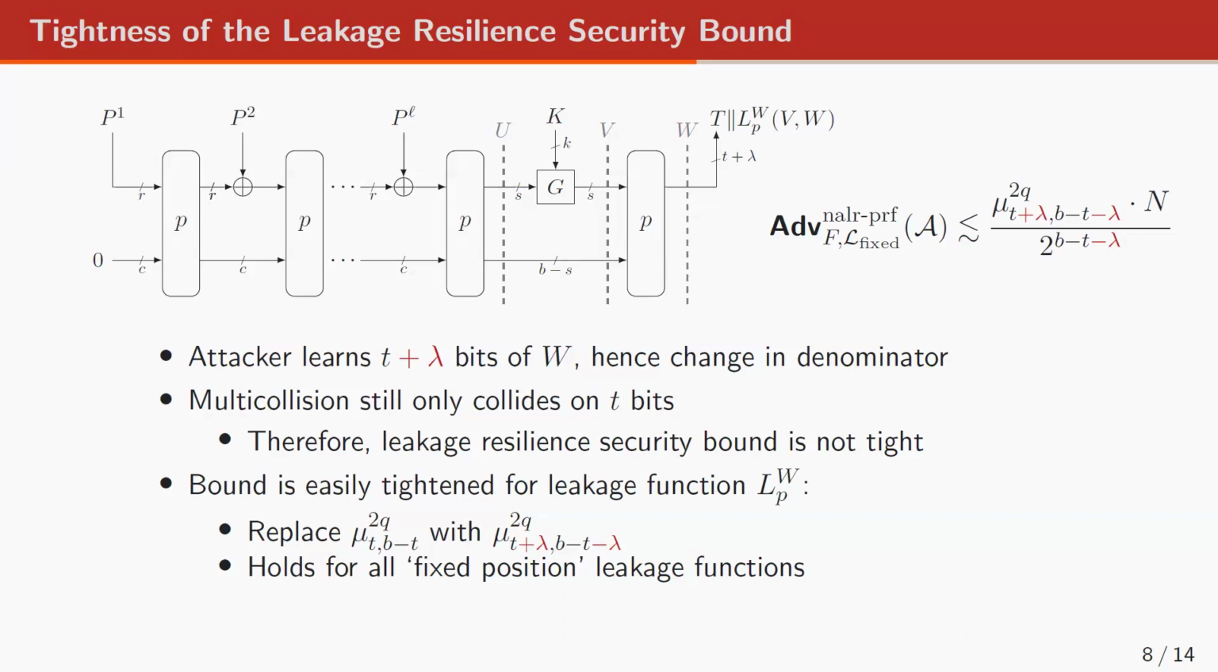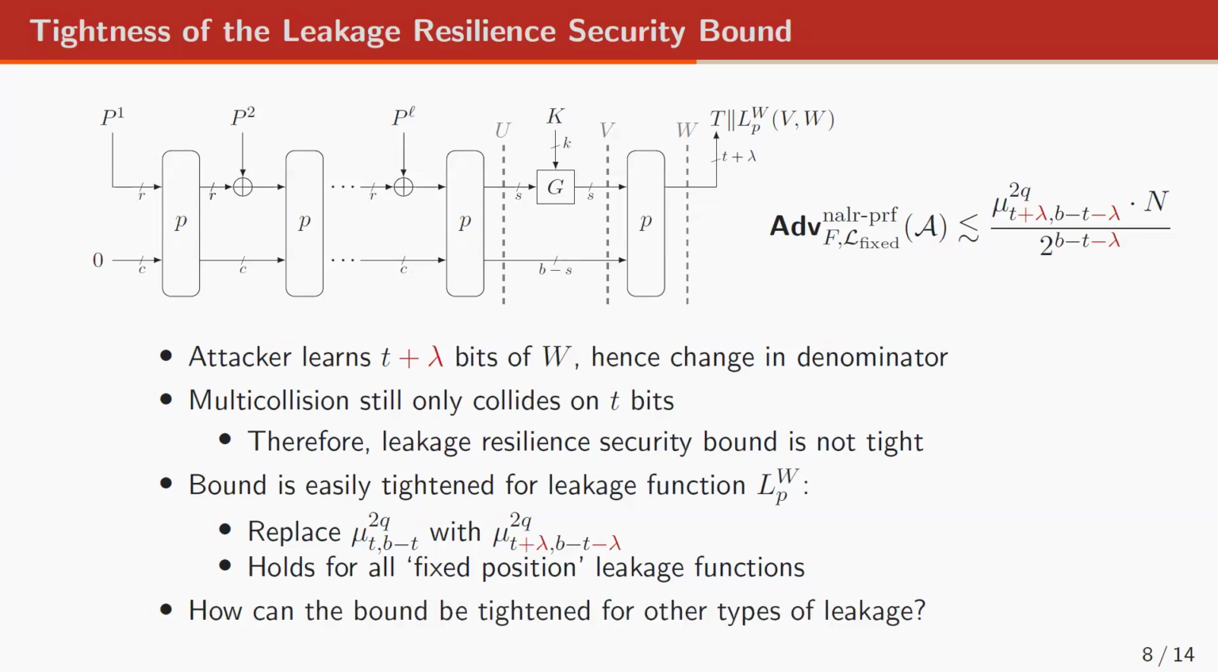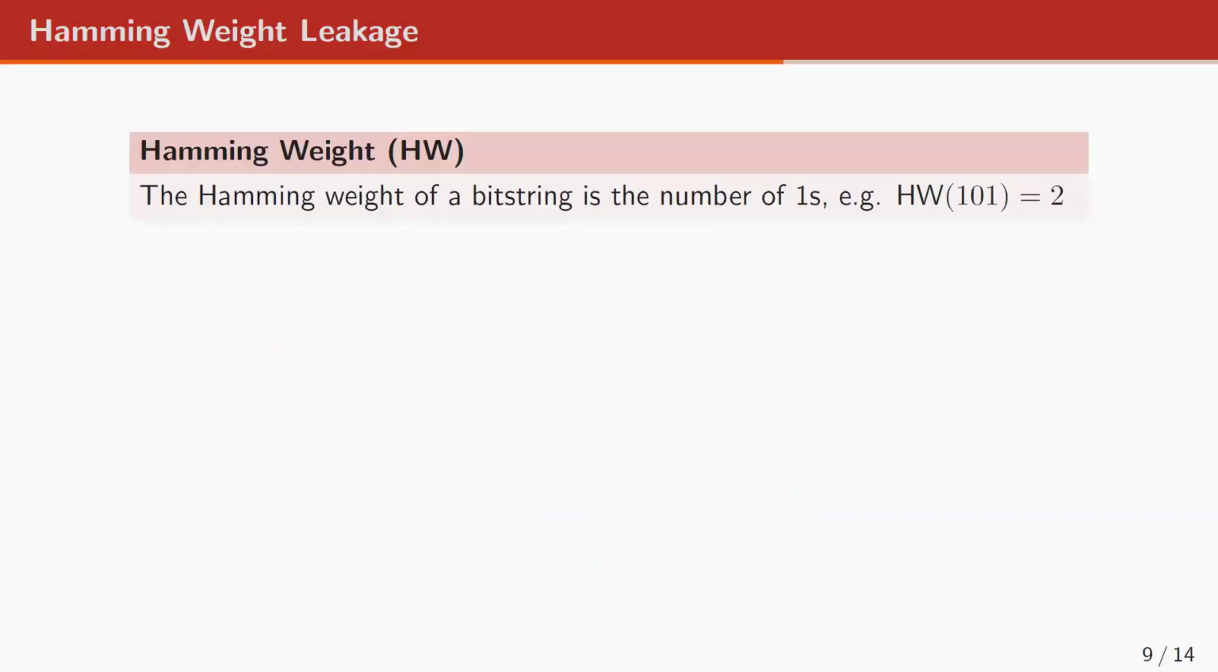And this result also holds for any other leakage function which just leaks bits of W in a fixed position. But we do not yet know how to tighten the bound for other types of leakage. So now we'll take a look at one other type of leakage, which is called Hamming weight leakage. So the Hamming weight is simply the amount of ones in a bit string.